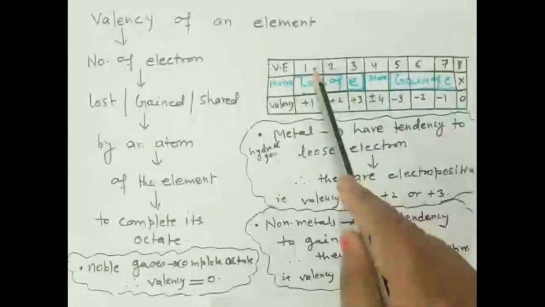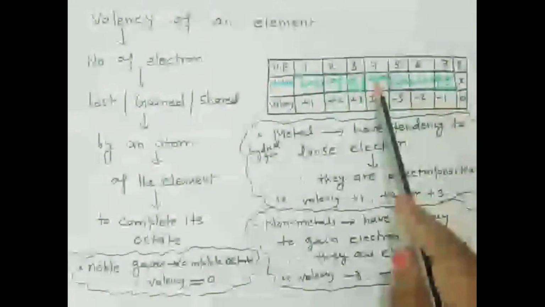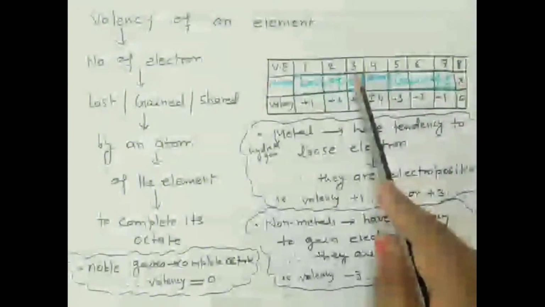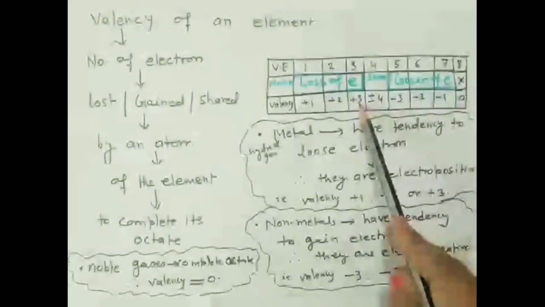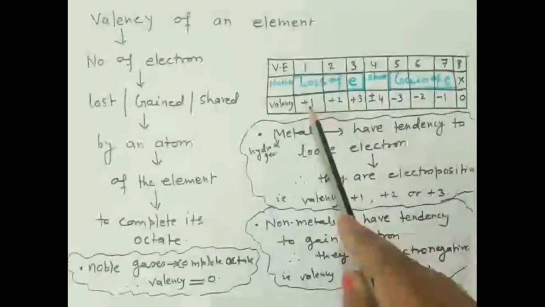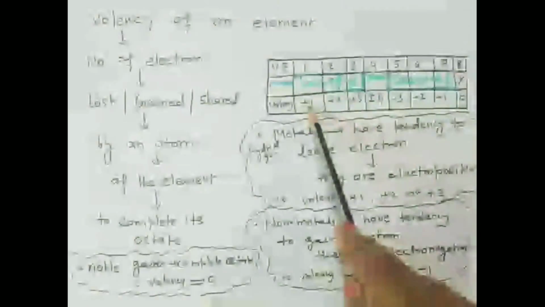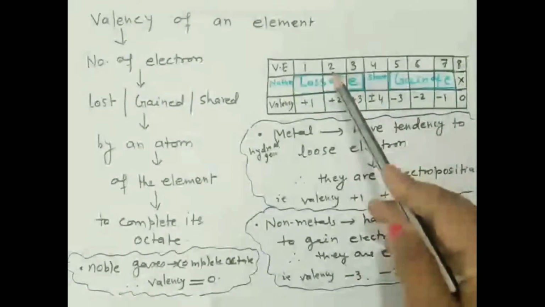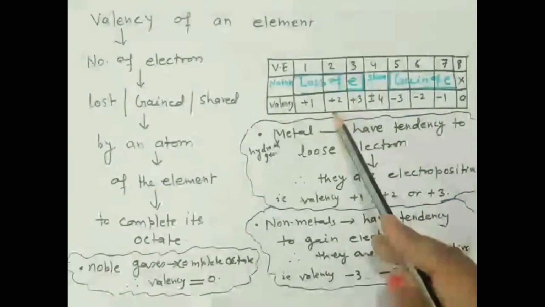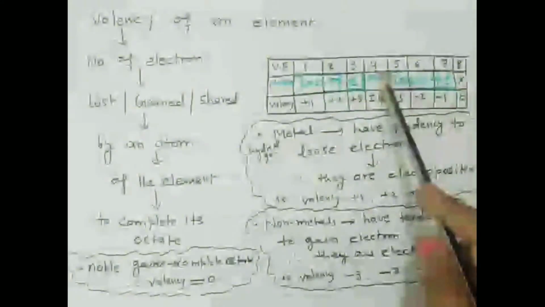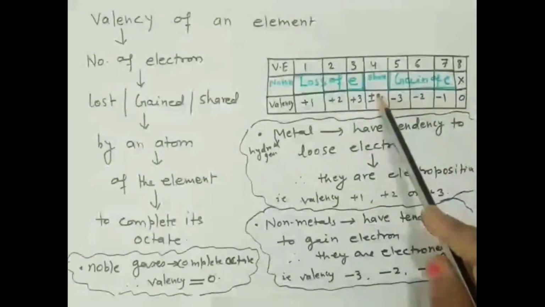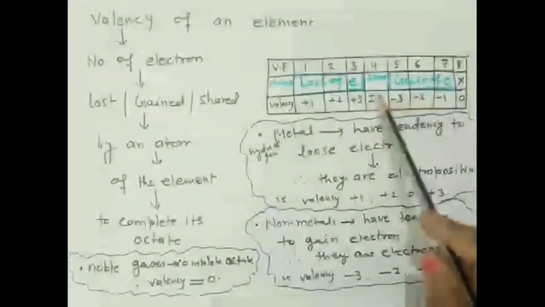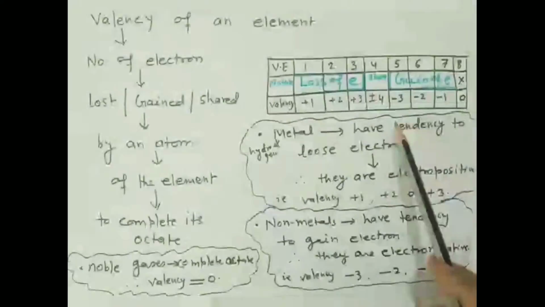If valence electrons are 1, 2 or 3, then the element will have a tendency to lose electrons, so their valency is +1, +2 or +3. If the valence electron is 1, then the valency is +1 because it will lose 1 electron. If valence electrons are 2, its valency will be +2 because it will lose 2 electrons. If valence electrons are 4, it means it will share 4 electrons with other atoms. It means its valency is ±4. It always shares 4 electrons with other atoms.